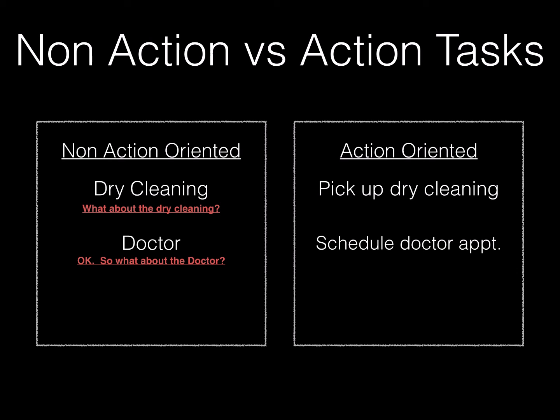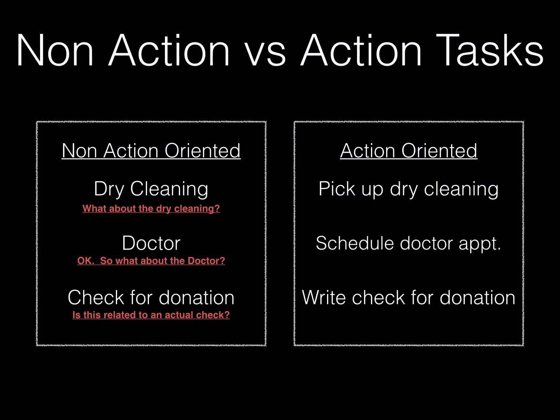One last example here, maybe you have a check for donation on your task list, but is that related to an actual check? Are you supposed to be checking on something? Something more action-oriented would include writing a check for a donation, which I always encourage people to donate, and writing a check is one way to do that. But writing a check is a good way to be action-oriented with your naming of your tasks.